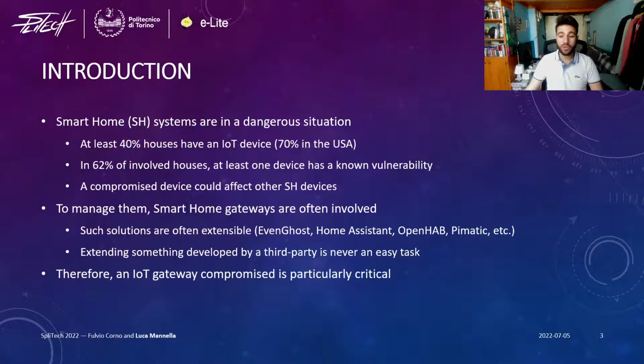So, according to recent research, smart home systems are in a dangerous situation. Indeed, in a paper presented at Usenix a couple of years ago, the researchers discovered that at least 40% of houses worldwide have an IoT device, and this number grew to 70% considering only the United States. Furthermore, in 62% of involved houses, at least one device has a known vulnerability. In addition, it is well known that a compromised device could affect other smart home devices.